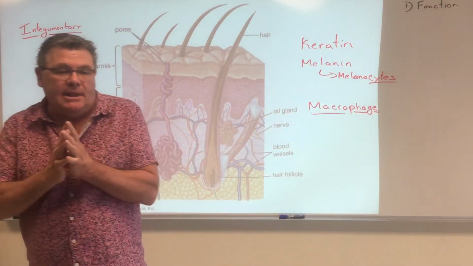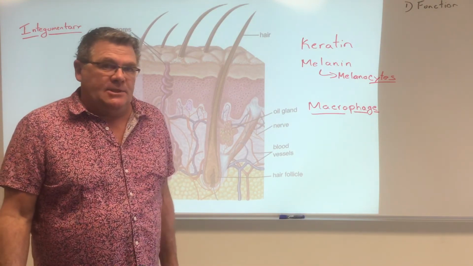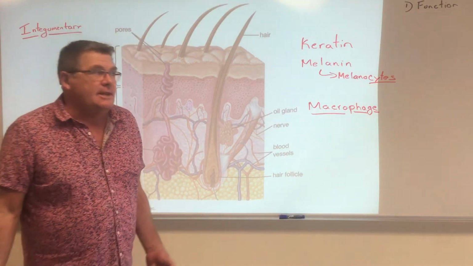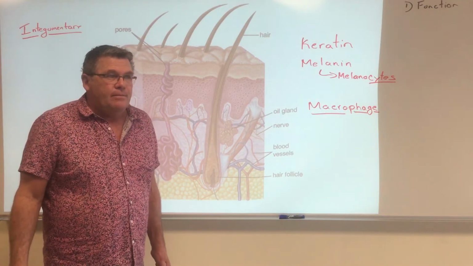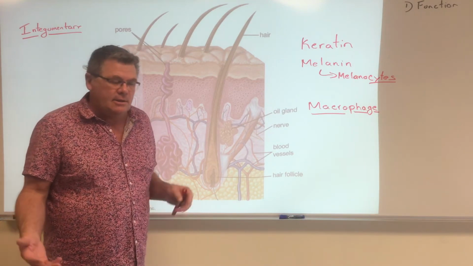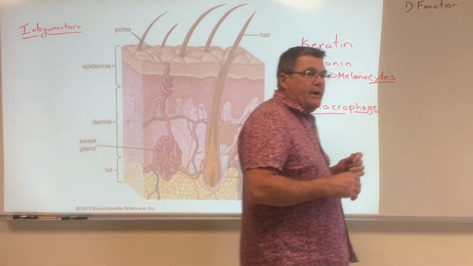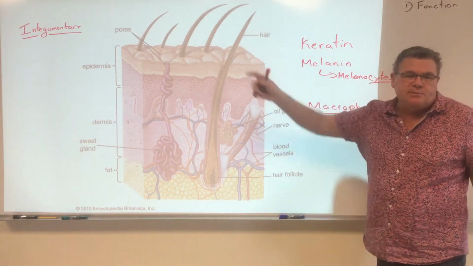Skin does metabolize. A big thing that we do is we produce vitamin D. This time of year, making this video in March, we don't have a lot of sun. We don't have a big photoperiod. We need sunlight to turn cholesterol into vitamin D. And we do that here. So it's much more than just protection.